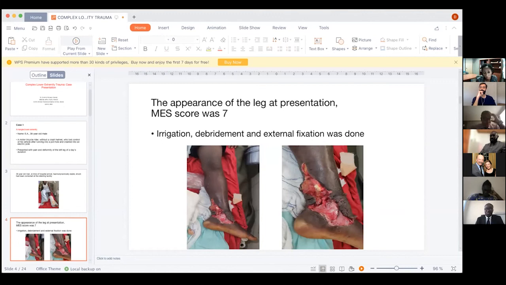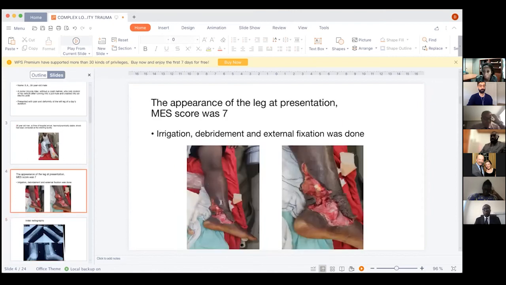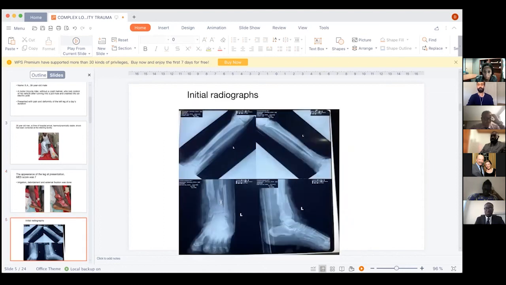In fact, at the time of initial assessment, the posterior tibial artery pulse could not be palpated. However, the foot appeared quite pink. Capillary refill time was a little increased. He was able to wriggle the toes. So we thought there was room to salvage the limb. So initial debridement was done, he was taken to the OR for irrigation, and external fixation was done.